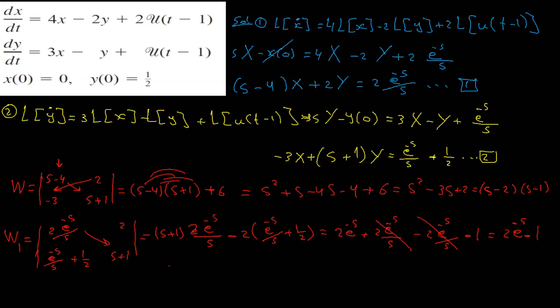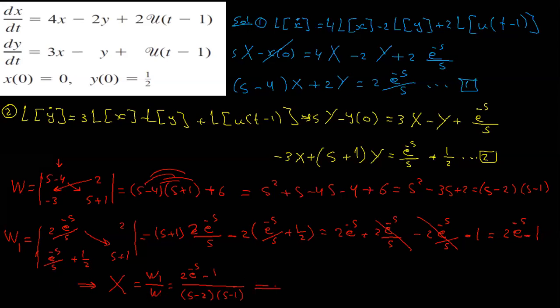Get X. Find X. How to find X? It's going to be W1 over W. Great. So from this, I can say my X capital, the first unknown here in my systems 1 and 2, is W1 over W, which is 2e to the negative s minus 1 divided by my W, which is s minus 2, s minus 1. So now I found my X capital.